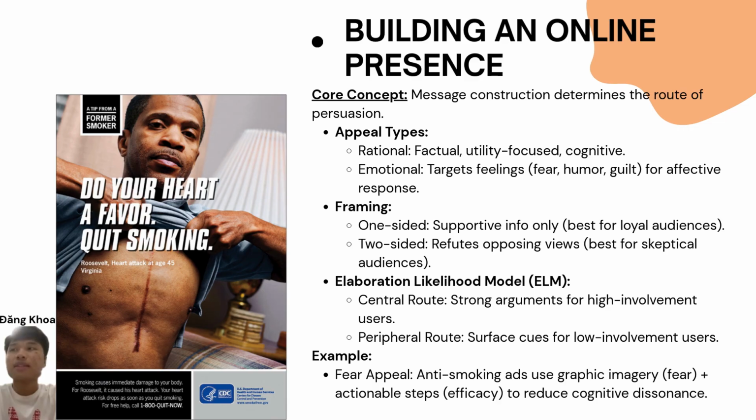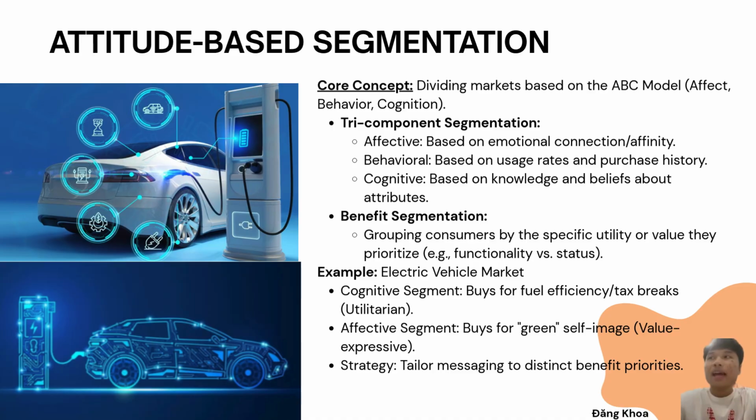Central to this is the elaboration likelihood model, ELM. If our audience is highly involved, we must provide strong, logical arguments through the central route. If they are less involved, we rely on the peripheral route, using surface-level cues like catchy music or effective visuals to nudge their attitude in our favor.